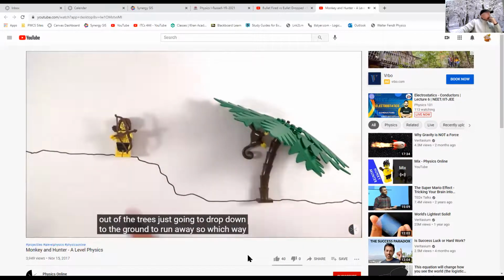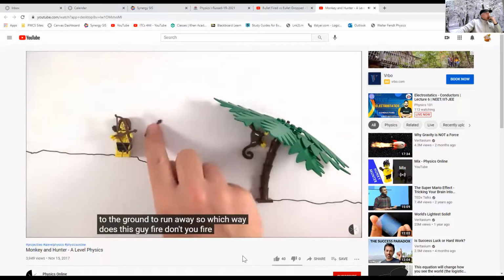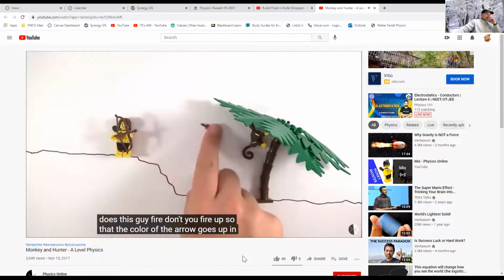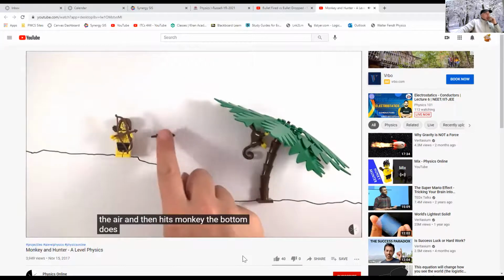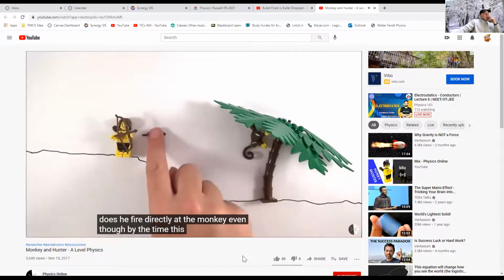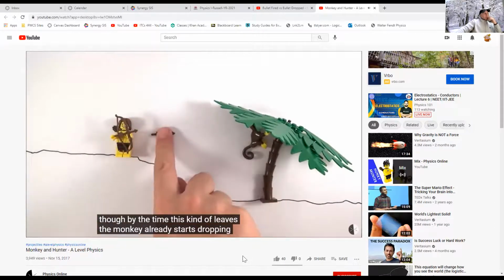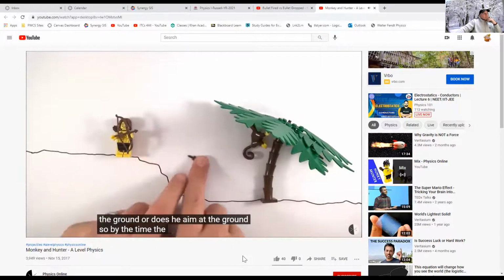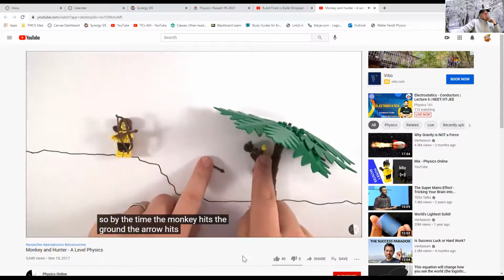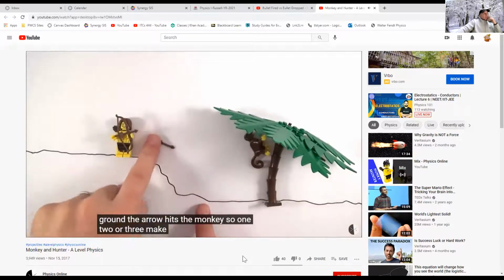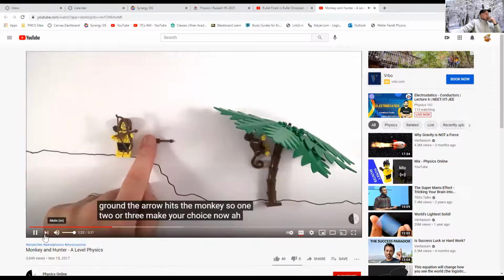So, which way does this guy fire? Does he fire up so that the arrow goes up in the air and then hits the monkey at the bottom? Does he fire directly at the monkey, even though by the time the arrow leaves, the monkey already starts dropping to the ground? Or does he aim at the ground, so by the time the monkey hits the ground, the arrow hits the monkey? So, 1, 2, or 3, make your choice now.